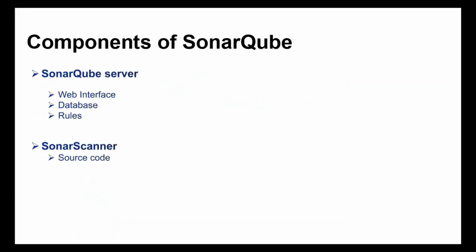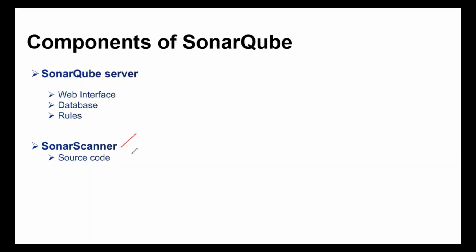Now, what are the components of SonarQube? We have a SonarQube server, which has a web interface. There is a database, which is a flat file database. And there is a set of rules, which are nothing but the best practices for each of the programming languages. Then we have the Sonar Scanner. Sonar Scanner is basically the client component of SonarQube that you install on the machine that has the source code.